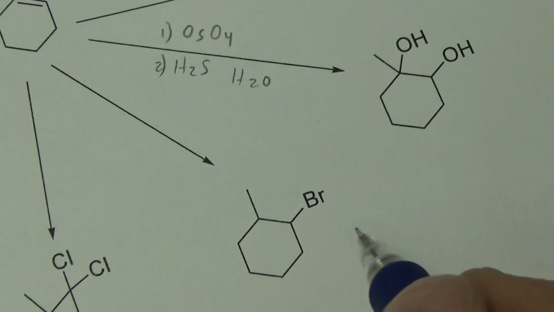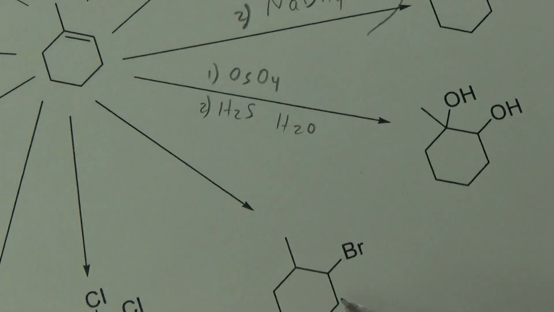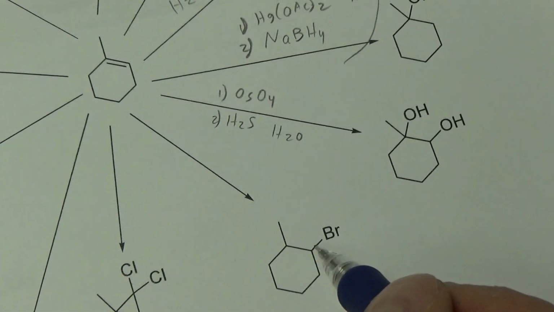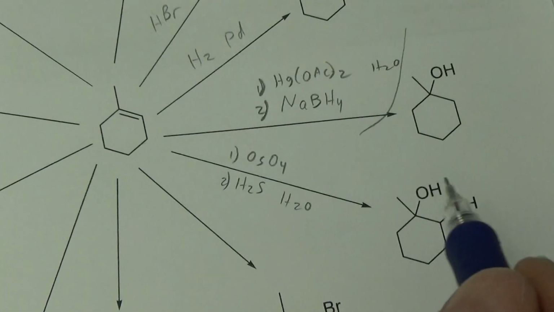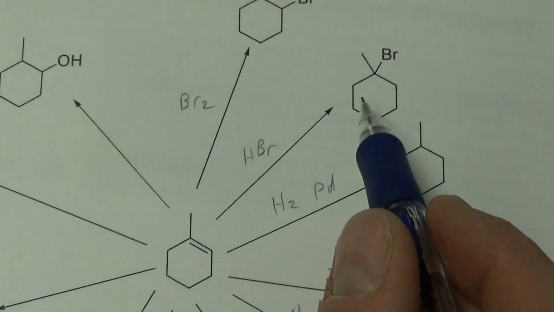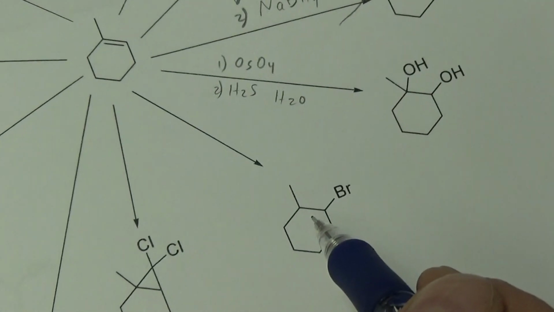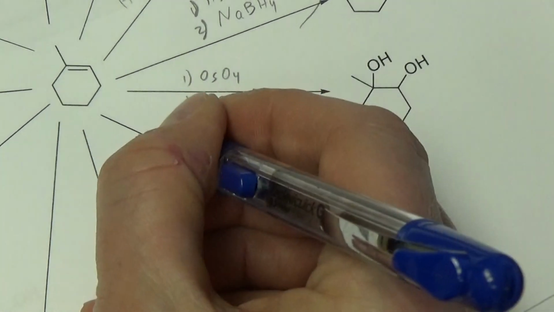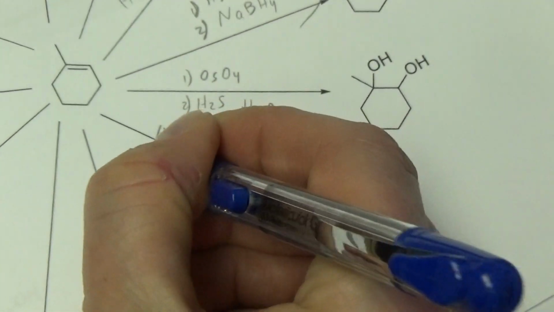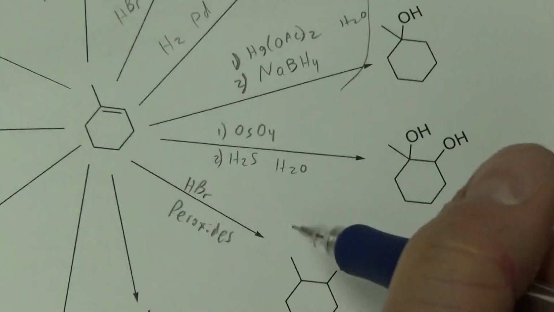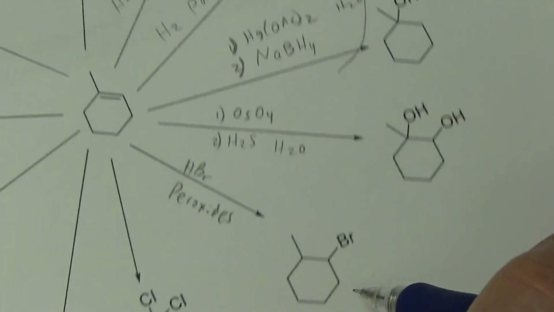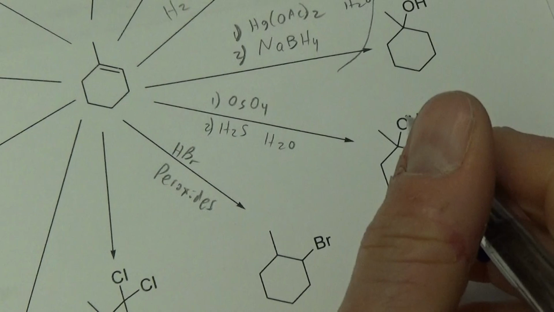Okay, this looks like we're adding an H on one side and a Br on the other side, but it's not Markovnikov, because that was Markovnikov HBr. This is anti-Markovnikov. What was it? It was HBr and something else. Peroxides. HBr with peroxides is the anti-Markovnikov formation of a bromide. Okay.